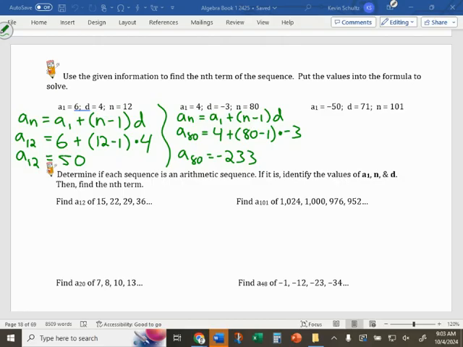Okay? Last one, do it on your own. If you are done, make sure it looks like this. The 101st term equals negative 50 plus 101 minus 1 times 71. That's how it should look.